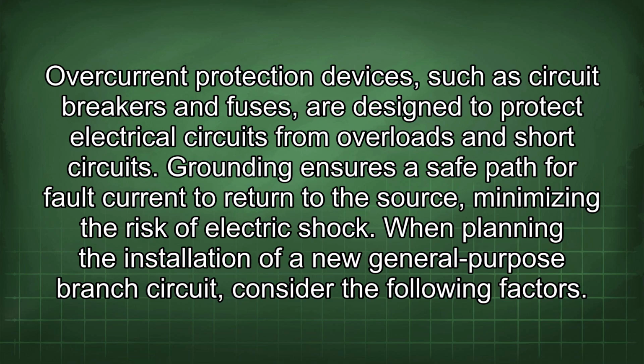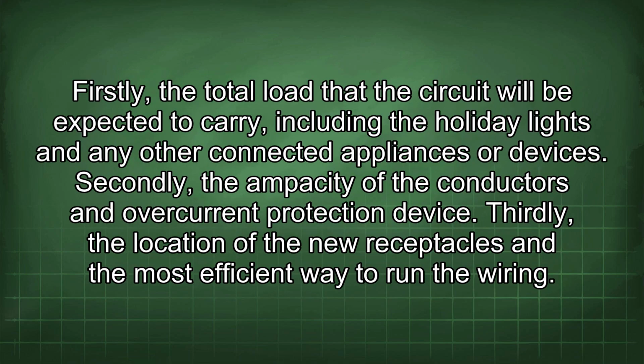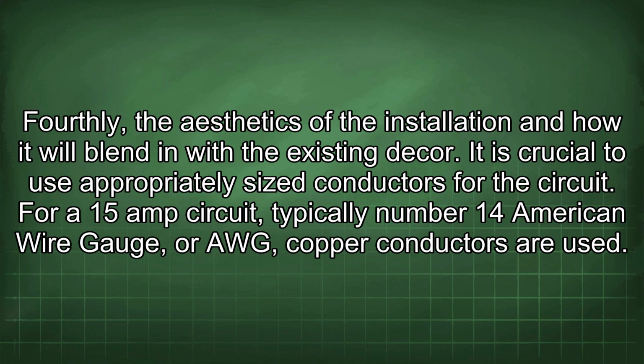When planning the installation of a new general-purpose branch circuit, consider the following factors. Firstly, the total load that the circuit will be expected to carry, including the holiday lights and any other connected appliances or devices. Secondly, the ampacity of the conductors and overcurrent protection device. Thirdly, the location of the new receptacles and the most efficient way to run the wiring. Fourthly, the aesthetics of the installation and how it will blend in with the existing decor.